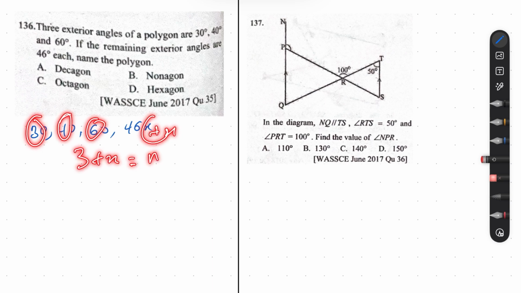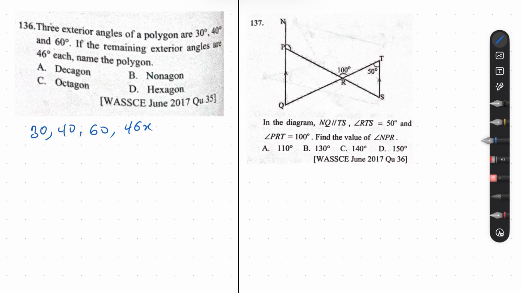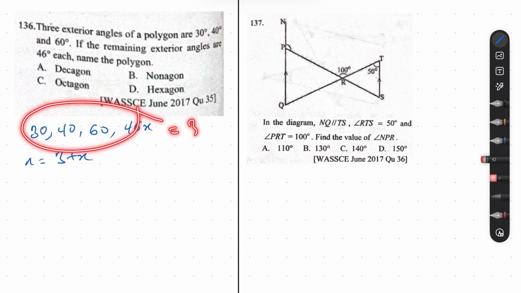Then the number of sides. Because first we're given 3 angles here, and then x number of angles that we don't know about. So the number of angles n will be equal to 3 plus x. So what we need to find right now is just x. Now how do you find this x? We just need to add it together, and then we equate it to 360, because we know that the sum of exterior angles adds up to 360. Okay, so let's do that.